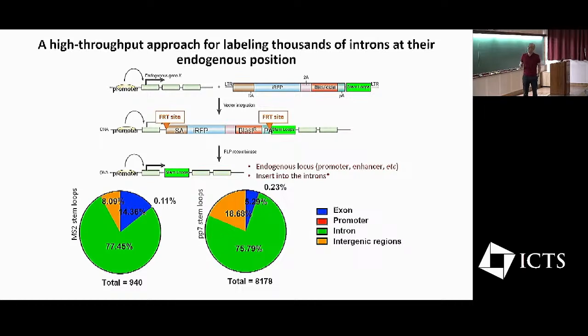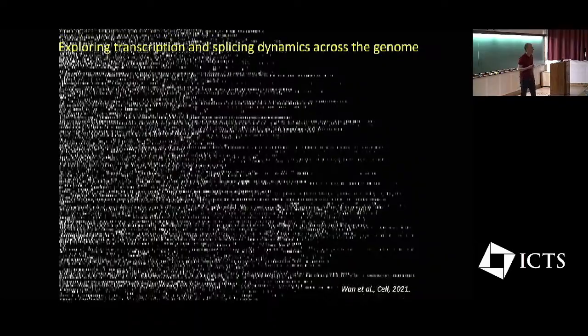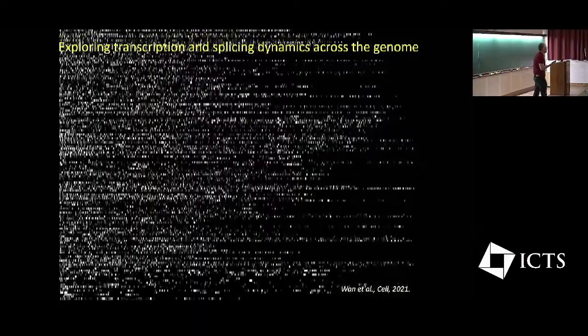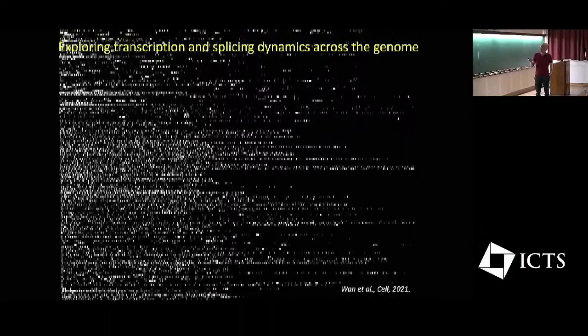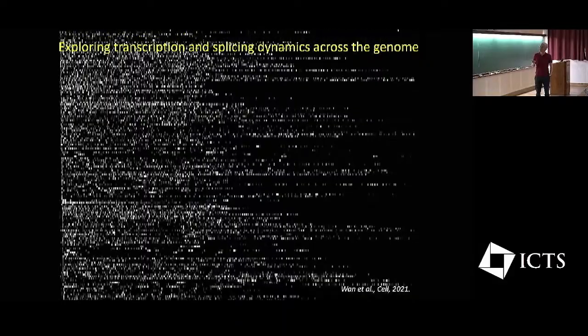You don't need to absorb all that. What you need to absorb is that using this approach, we labeled over 900 unique genes with MS2, and we labeled almost 9,000 unique genes with PP7. And so we can now do these bursting measurements, I wouldn't say genome-wide, but over a fair number of genes. What you're seeing here, each row is a single gene.